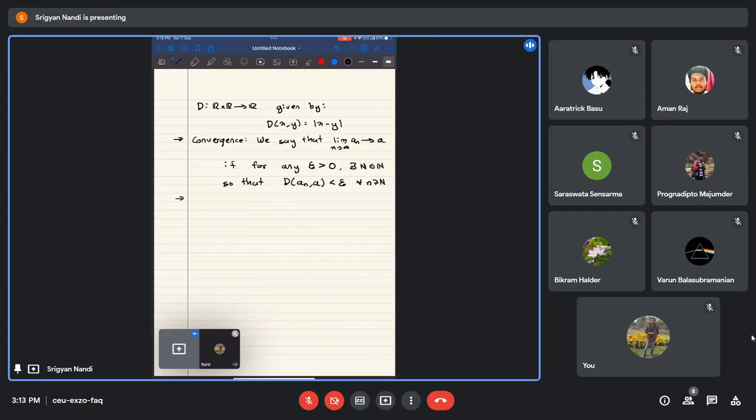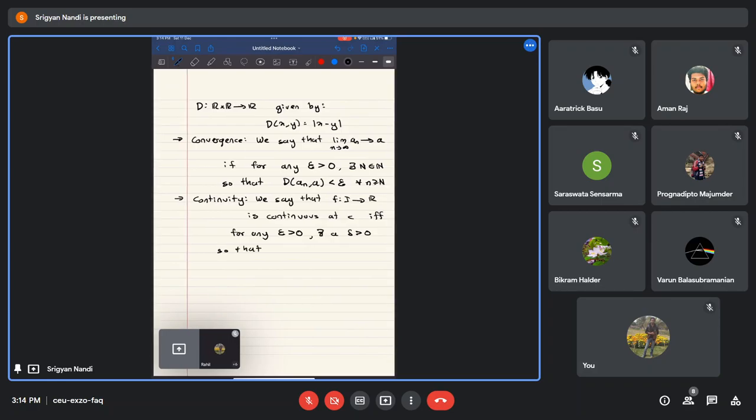And again, a similar thing will hold for continuity. So we say that f from R to R is continuous at c if for any epsilon greater than 0 there exists a delta greater than 0 so that the following implication holds: distance of x from c less than delta implies that distance of f(x) from f(c) is less than epsilon. So it's really important to get this into our concept that everything here from now on is going to be formulated in terms of distance.